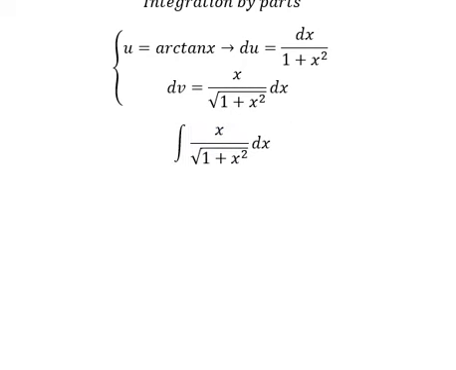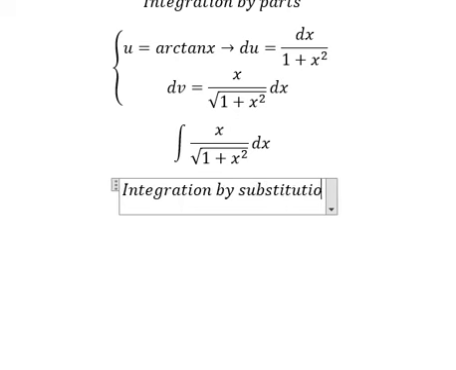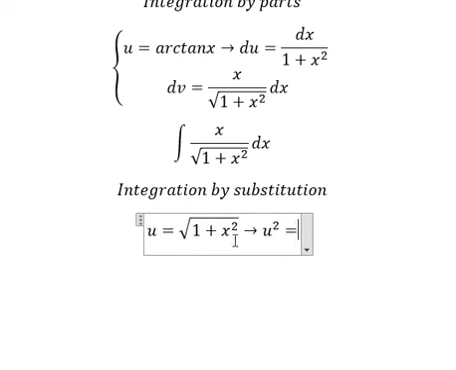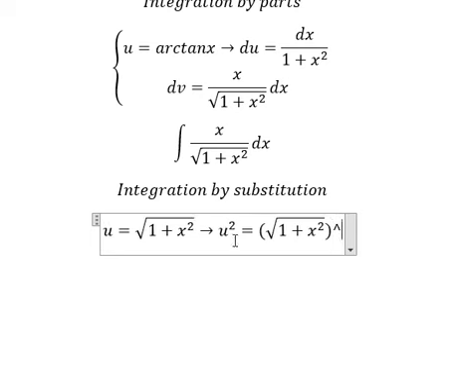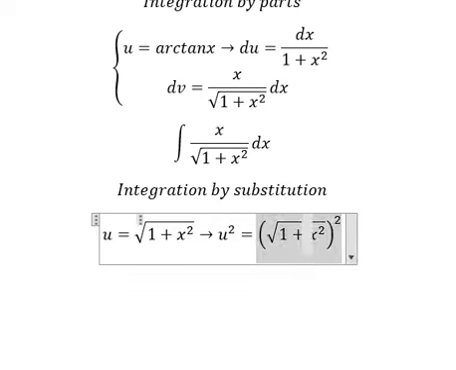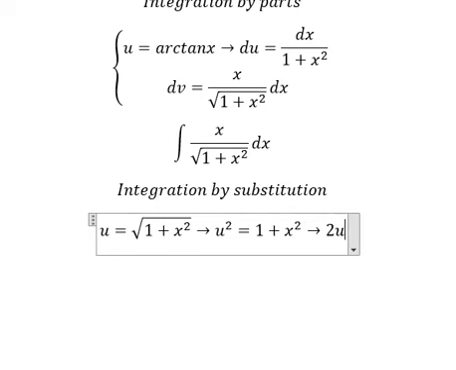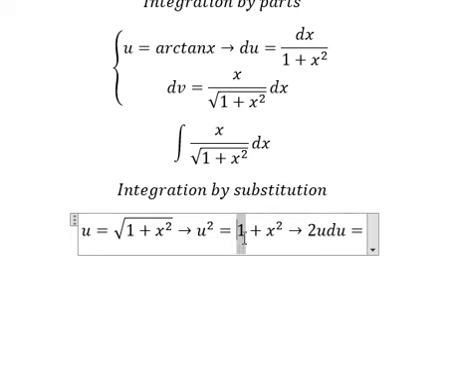Now we can use integration by substitution. So I will put u equals this one. Then we square both sides to cancel the square root. Next, we take the derivative of both sides. This one gives 2u, and this one is a constant, so you get 0.